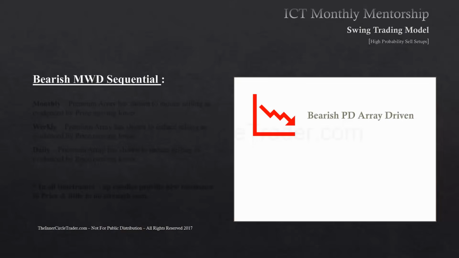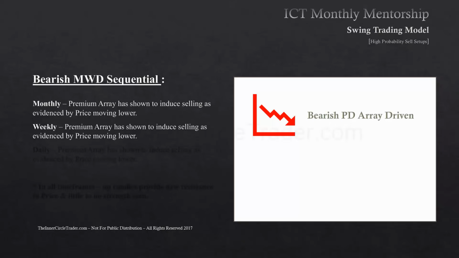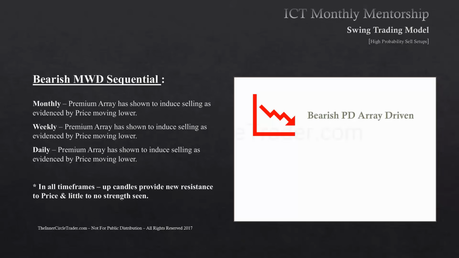Okay, the bearish monthly, weekly, daily sequential. On a monthly chart, premium array has shown to induce selling as evidenced by price moving lower. On a weekly chart, we see premium arrays showing the ability to induce selling, and it's evidenced by price moving lower. On a daily chart, a premium array has shown to induce selling as evidenced by price moving lower. So all three time frames, monthly, weekly, and daily, all showing a premium array driving price lower or resisting price. In all time frames, all candles provide new resistance to price, and little to no strength is seen.